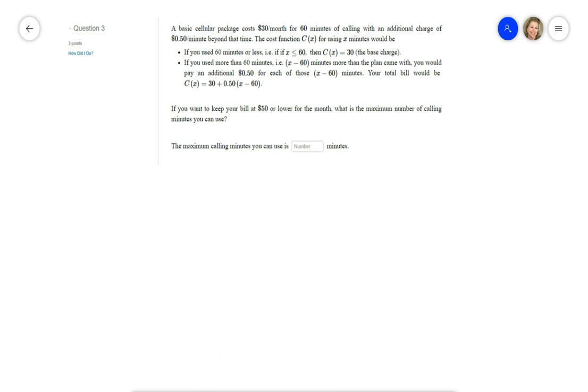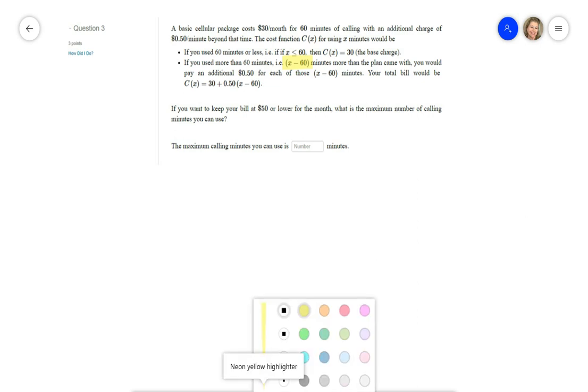Whoops, meant to use a highlighter. This x minus 60. So you would take whatever x is, subtract 60 from it, and then multiply that times 0.50, because that is the charge for each of those additional minutes. So your total bill would be C of x equals the $30 base charge plus 50 cents times each additional minute.